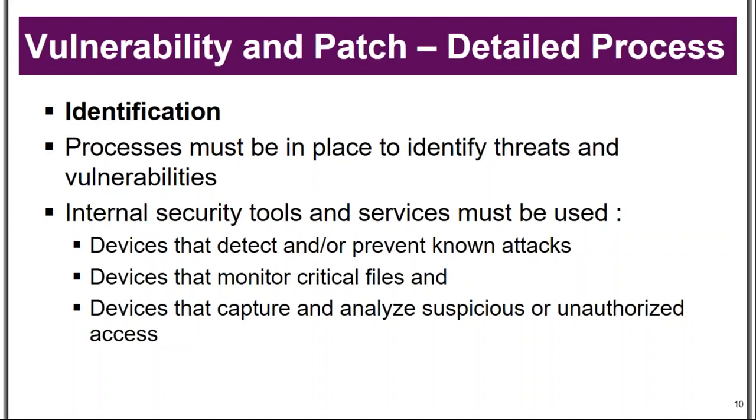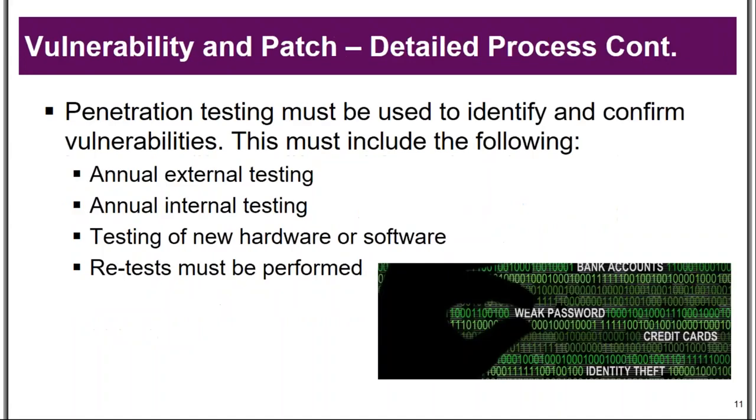Sometimes there are attacks going on for months or years that you don't even know about, and you won't know about it until you do a thorough vulnerability assessment or penetration test, which is part of vulnerability assessment, of course. So it's going to include these things. You have to have devices that detect and prevent known attacks: IDSs, firewalls, IPSs, things like that. You have to have devices in place that monitor critical files. And you need to have devices in place that capture and analyze suspicious or unauthorized access into your environment. So first we start with identification. I'm not done yet because we're going to continue with that for a second.